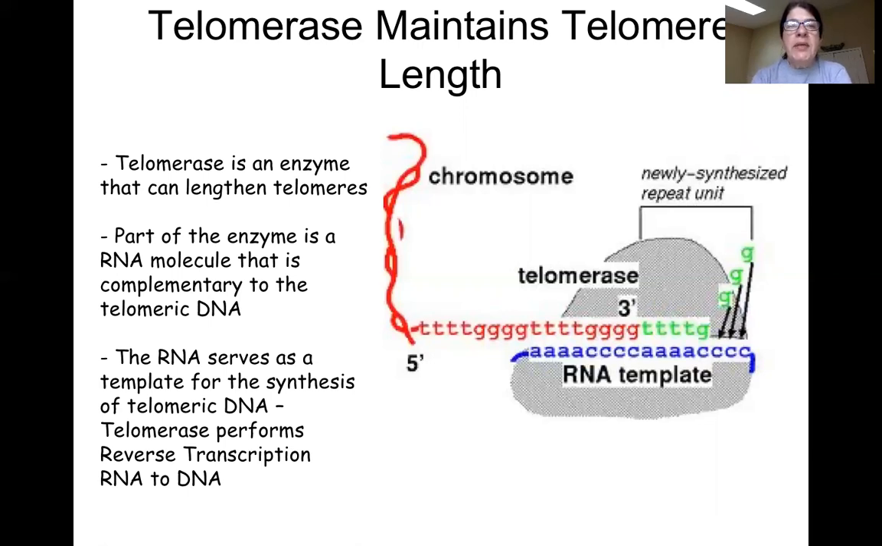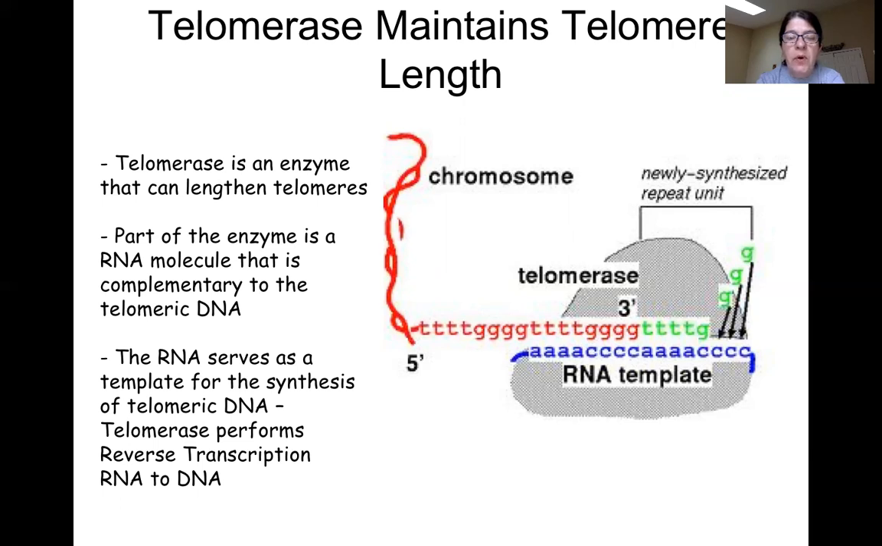There is a special protein, or rather an enzyme called telomerase, and telomerase's job is to maintain telomere length. So telomerase is an enzyme that can lengthen telomeres. Part of the enzyme is an RNA molecule, and that RNA molecule is complementary to the telomeric DNA. And I'm just going to remind you that the telomeric DNA is just simple nonsense repeats. It does not contain any genetic information. So telomerase contains an RNA component, which is complementary to the telomere. And the RNA can serve as a template for the synthesis of telomeric DNA.